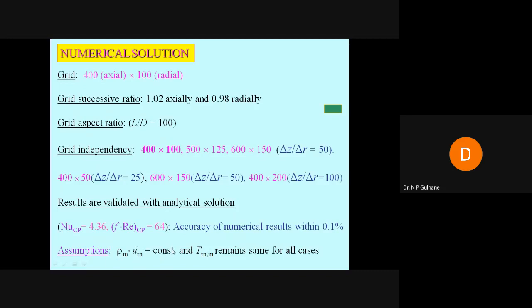So mass flux is kept constant, and the mean temperature at inlet will remain the same for all cases. For all cases means when you consider property variation, maybe density, maybe conductivity, maybe combined density and conductivity. So there are many possible combinations. So you have to go this way. So this L by D, that is L by D equals 100, is selected in order to ensure that the highest Knudsen number and Mach number in the domain is less than 0.001 and 0.3.